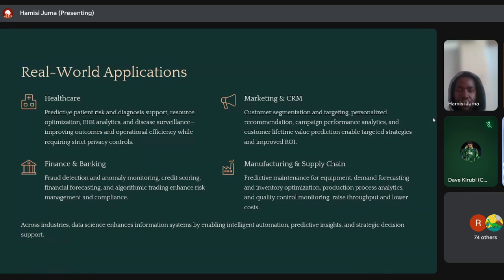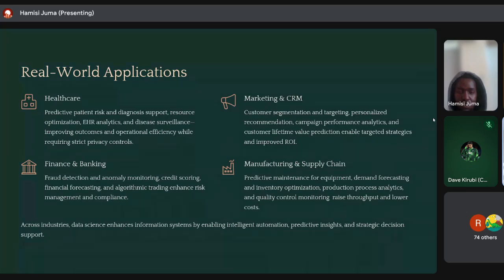We have financial forecasting, where we use historical data to predict revenue costs and market trends. We have algorithmic trading insights, where we apply predictive models to support automated investment decisions.